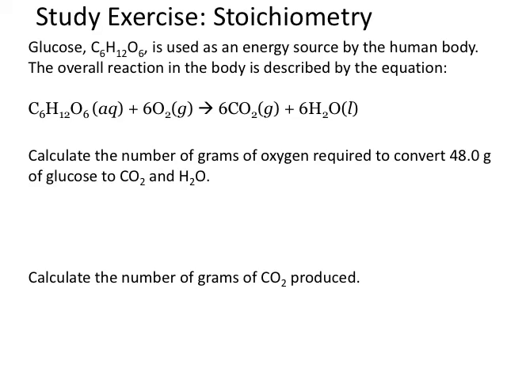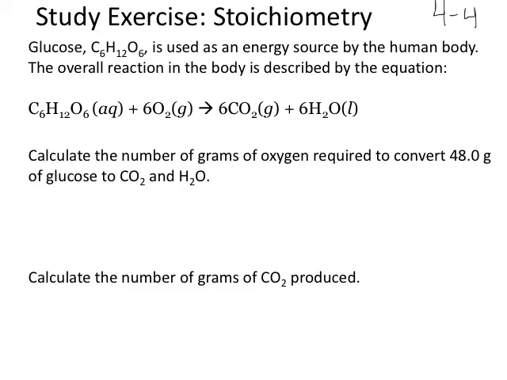The next stoichiometry problem is problem 4-4. This is talking about glucose, C6H12O6, an energy source of the body. We have our balanced equation. This is what we do every day. Our bodies are very efficient at breathing in oxygen, metabolizing sugar, and then we exhale carbon dioxide and we give off water. So we need to calculate the number of grams of oxygen required to convert 48.0 grams of glucose to CO2 and water.